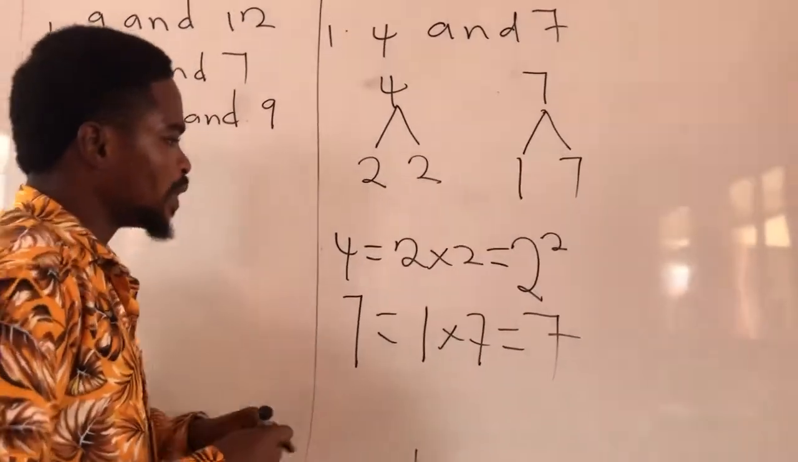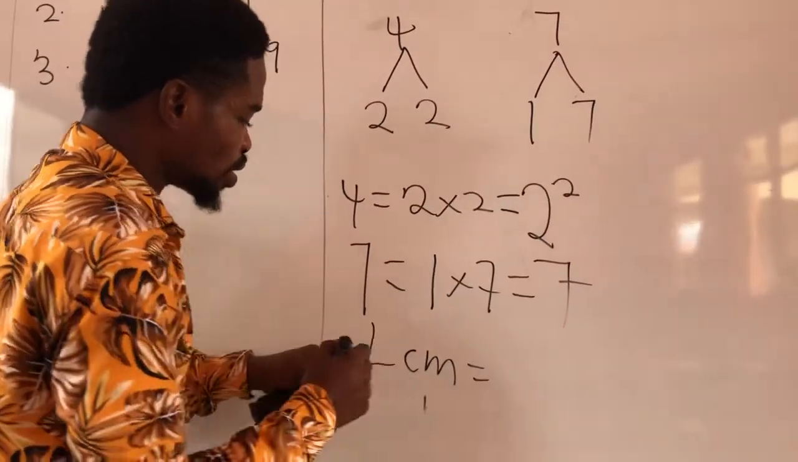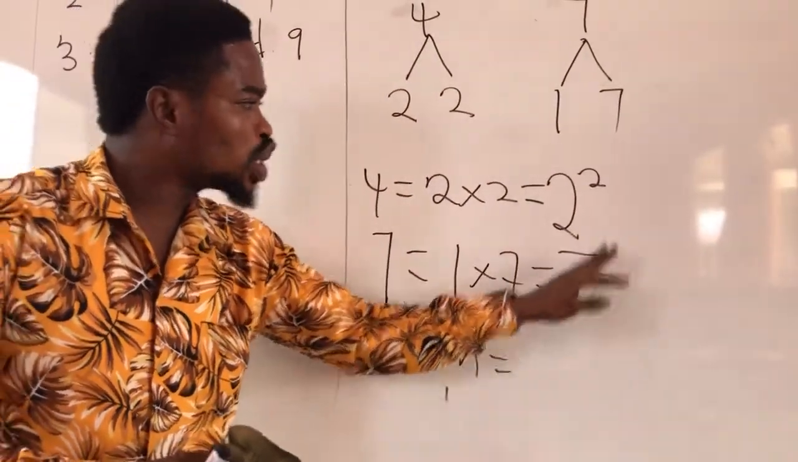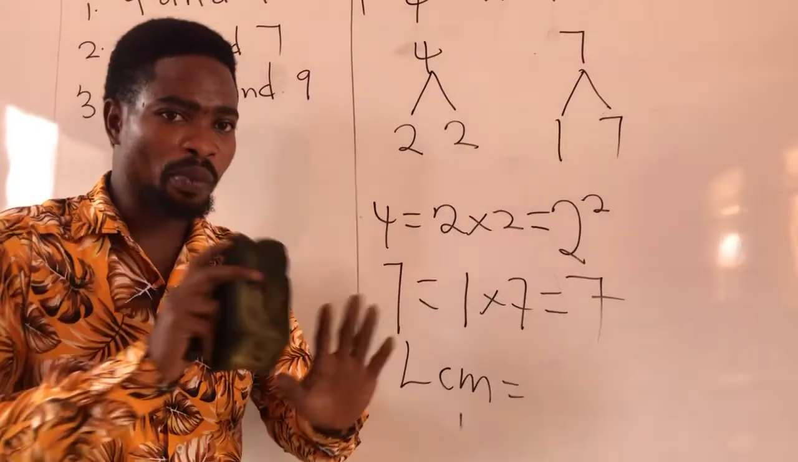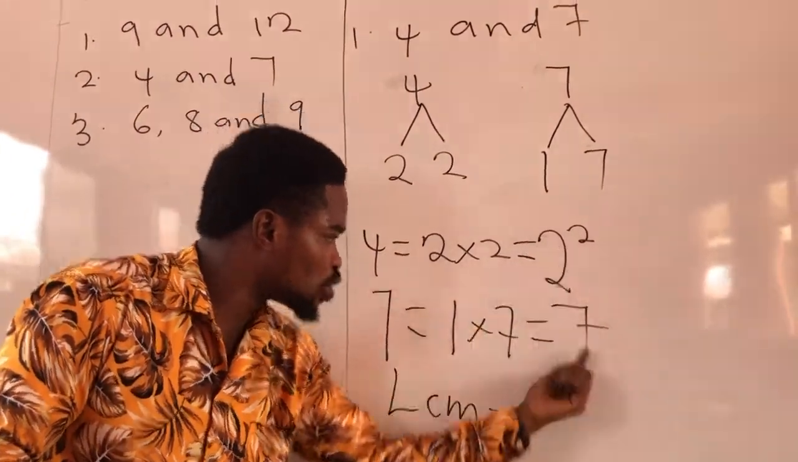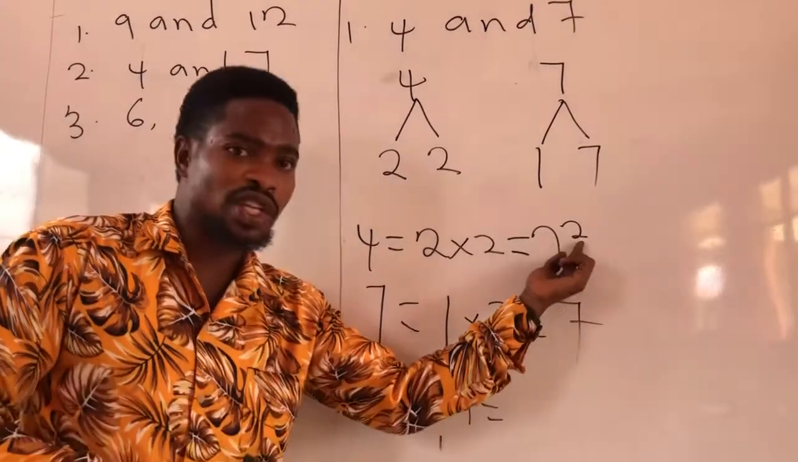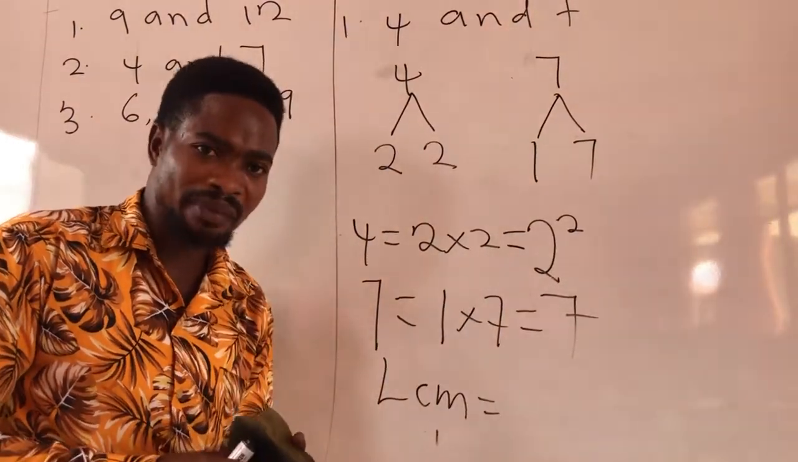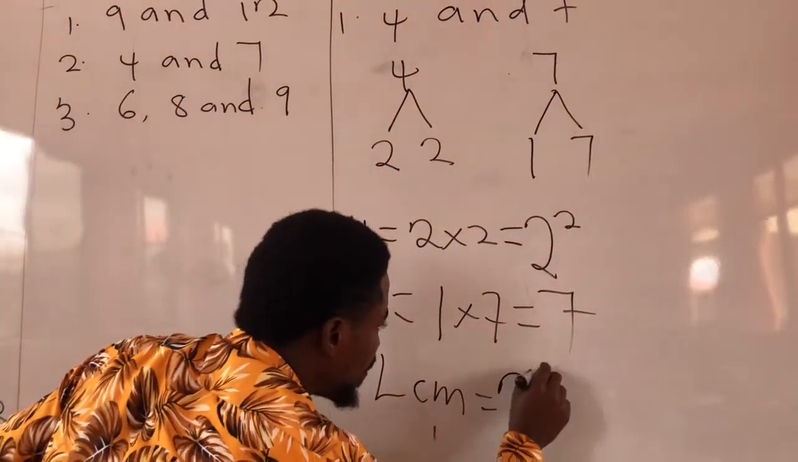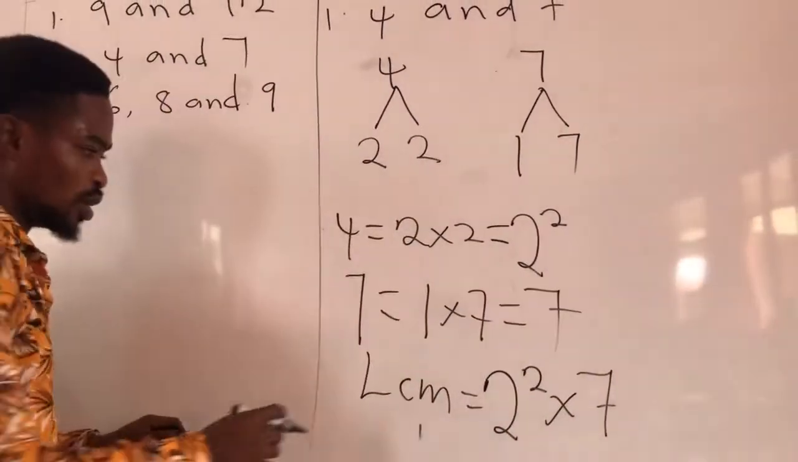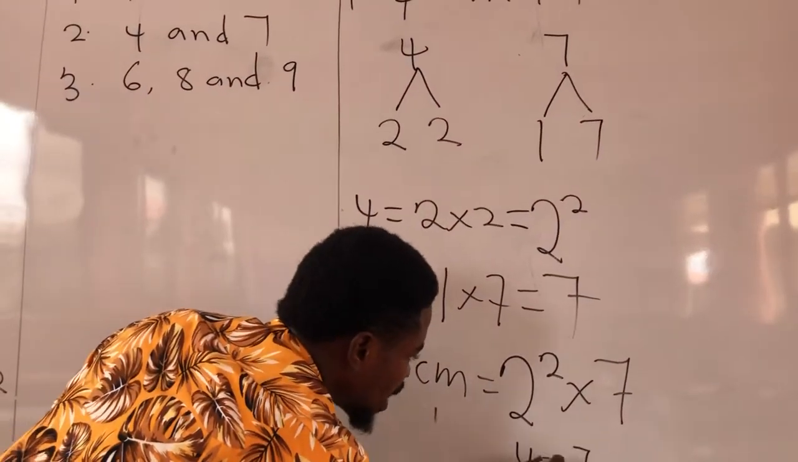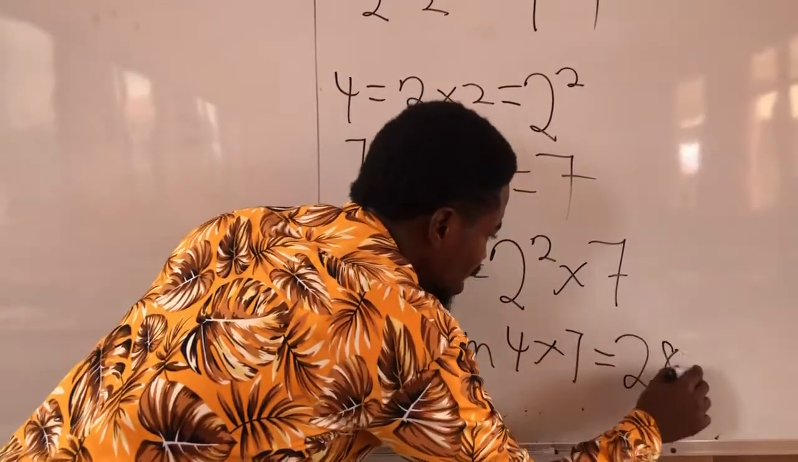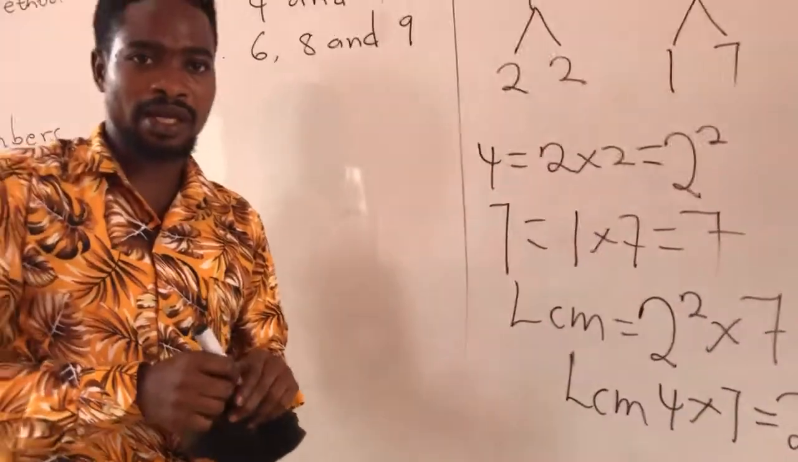So we come here, the numbers here are not in common. So in LCM, what we do is that we multiply both numbers. Don't leave them, we multiply them, because 2 is here, but 2 is not here. 7 is here, but 7 is not here. So the numbers are not in common. So we write 2 raised to the power 2 times 7. 4 times 7 will give us 28. So our LCM is 28.